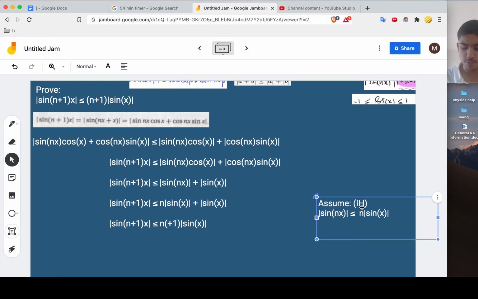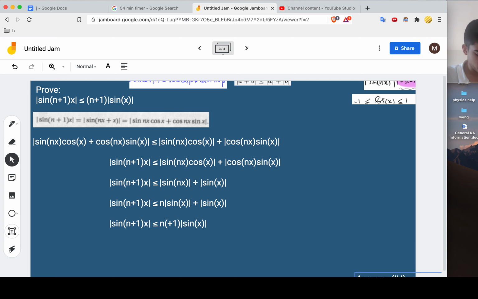But now our proof is no longer that. This is our new proof. We want to prove this, and if we can prove this, then the original problem is true. So we need to prove this. This is our new proof.